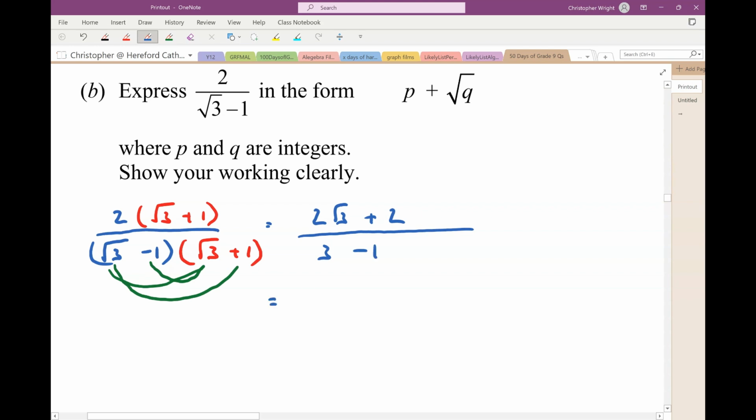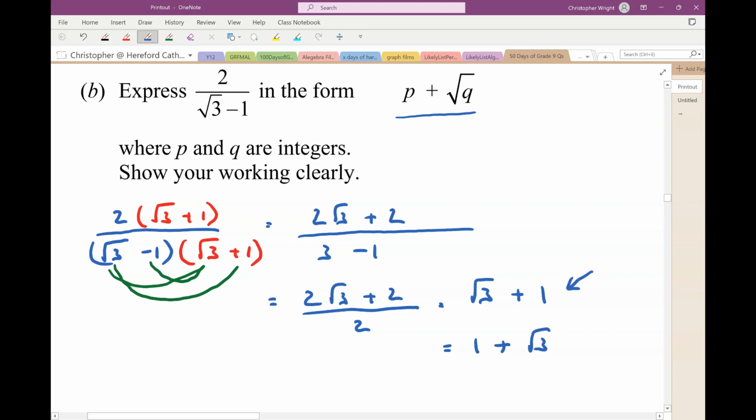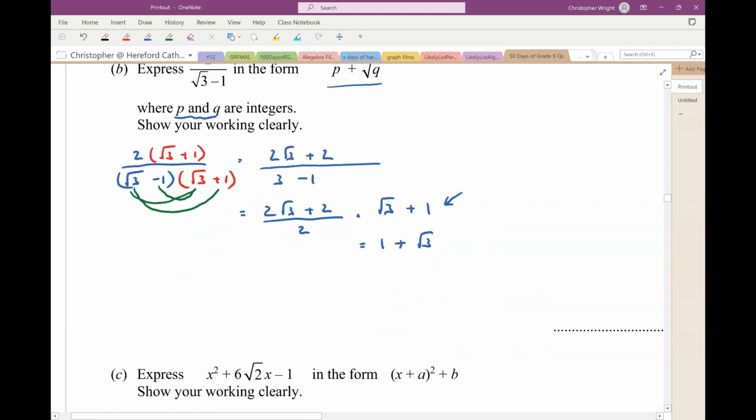So what I've got here is 2 root 3 plus 2 over 3 take away 1, which is 2. Look at that. Half of 2 root 3 plus 2 is just root 3 plus 1. And it says express it in the form p plus root q. So I'm going to write that as 1 plus root 3. Where p and q are integers, yes, p and q are integers because p is 1 and q is 3. Okay, part C.